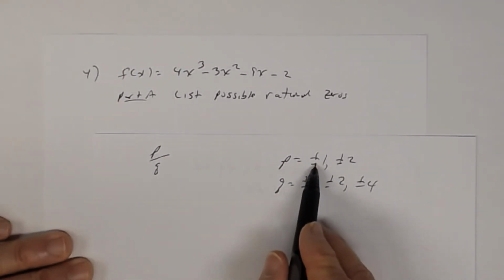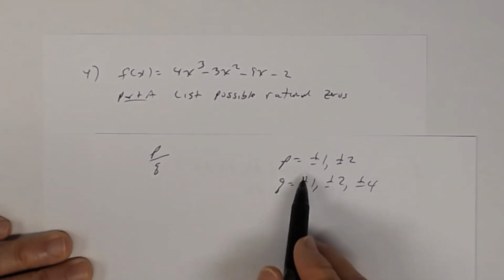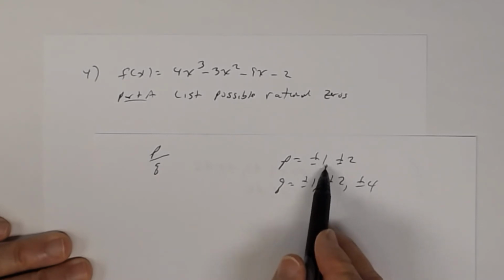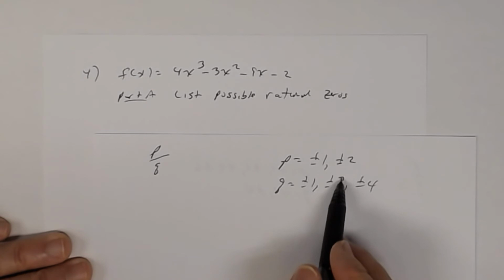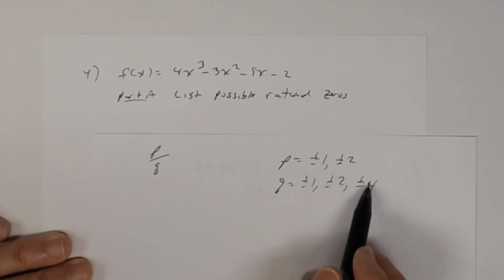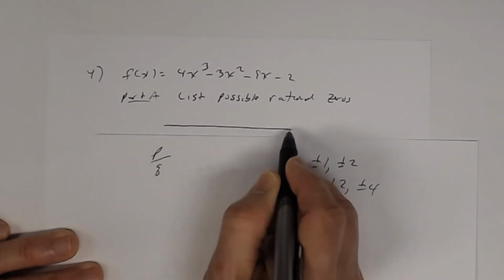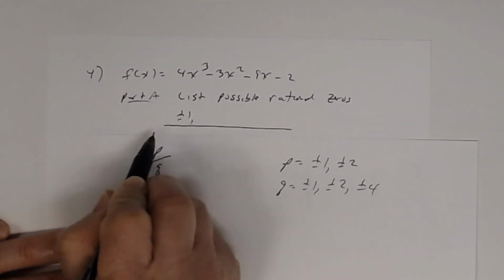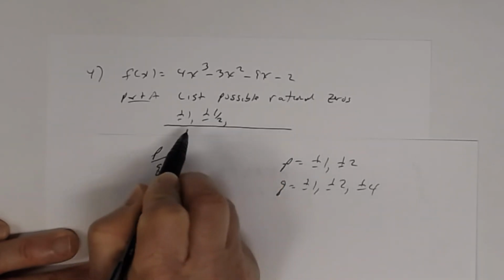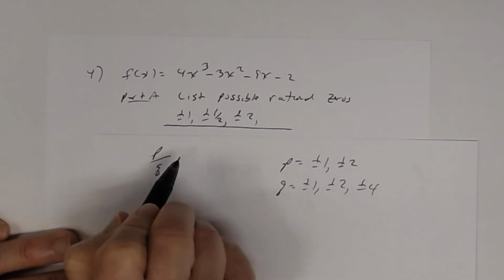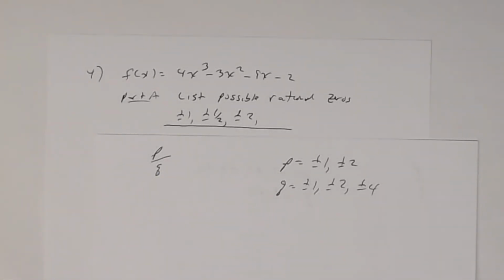And so P divided by Q would be each of these divided by each of these. So you get plus or minus 1, then plus or minus 1/2, then plus or minus 1/4, and then plus or minus 2. Now notice 2 divided by 2 is 1, so you already have it listed, and 2 divided by 4 is 1/2, and you already have it listed. So here are your possible rational zeros: plus or minus 1, plus or minus 1/2, plus or minus 1/4, plus or minus 2, and that's it.